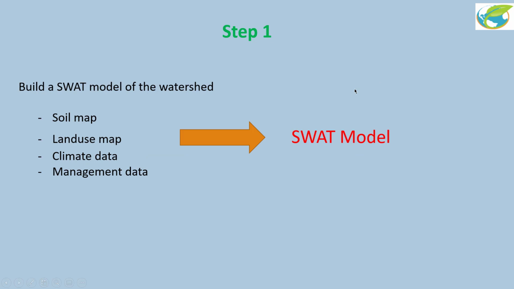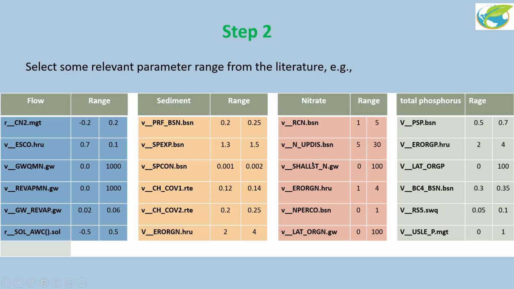So the steps that you have to take to answer that question: first of all, you build a SWAT model for the watershed. And to build the SWAT model, as you know, you need soil map, land use map, climate data, and management data. So you don't have to have any observations here. Soil map, land use map, and climate data are now readily available from many places. And management data, of course, is known by the farmer. So with these four pieces of information, you can build a SWAT model.